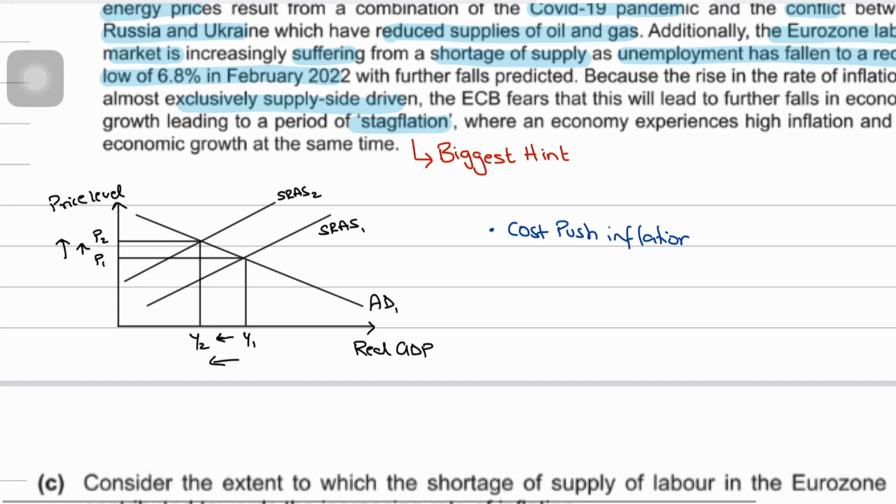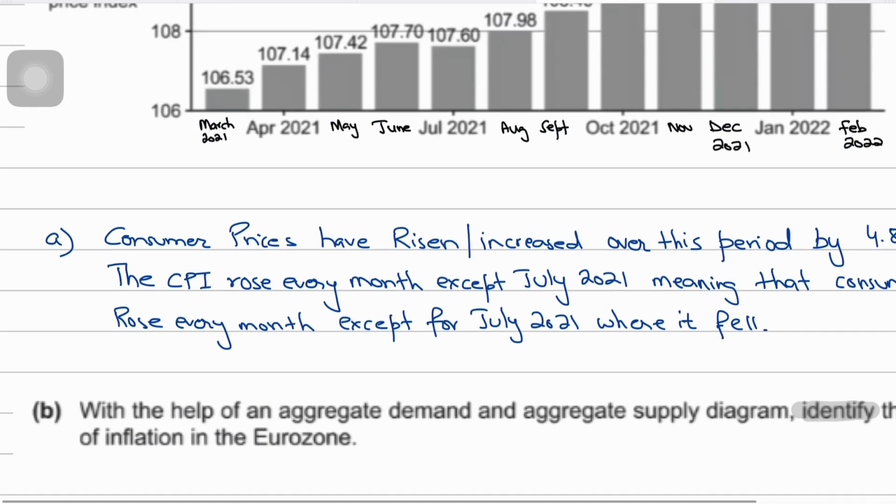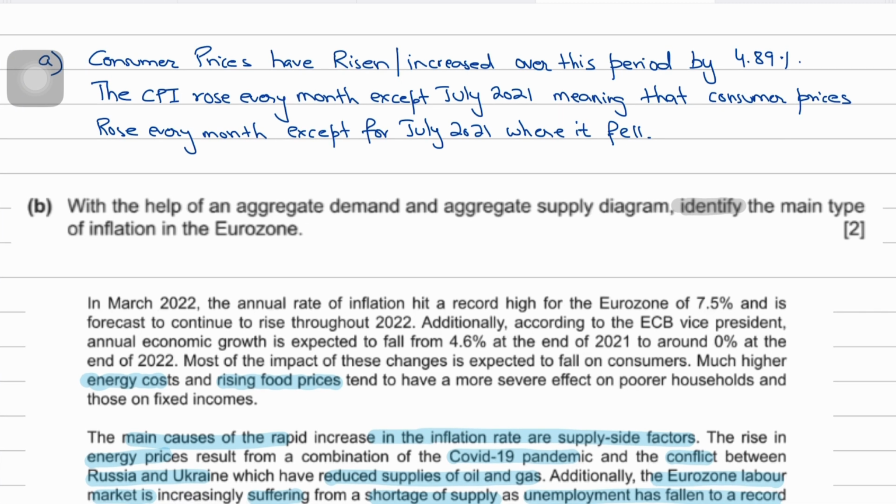And you'll just say that there's cost push inflation occurring in the Eurozone, and you don't need to write any other factors that are causing that because that's irrelevant. Your main marking by the examiner is for this diagram and for the cost push inflation mentioned. That's it, since the command word is identify, right?